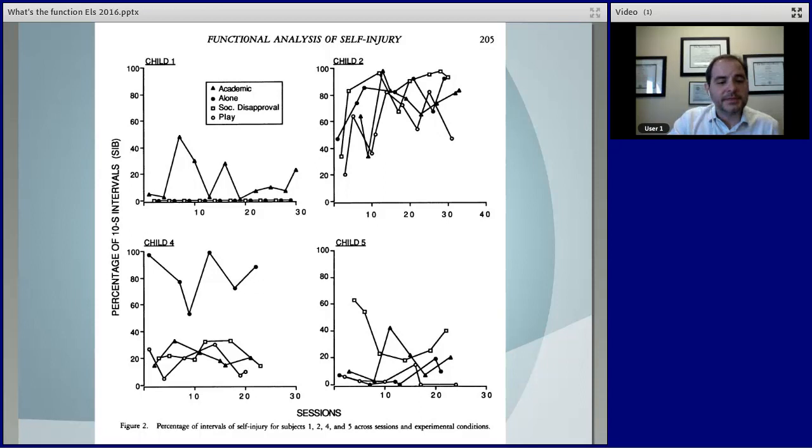And the same might be true for child number four. The closed circles for child number four represent alone conditions. He's engaging in this behavior when he's alone. So child two and child four might suggest an automatic condition, an automatic reinforcement function. And then if you take a look at child number five, it looks like maybe the highest rates came during social disapproval and some pretty good frequency there during the academic closed triangles condition. And so we might from this say, all right, it looks like he is doing it to gain access to attention and some escape. And then we would go forward with the treatment from there.